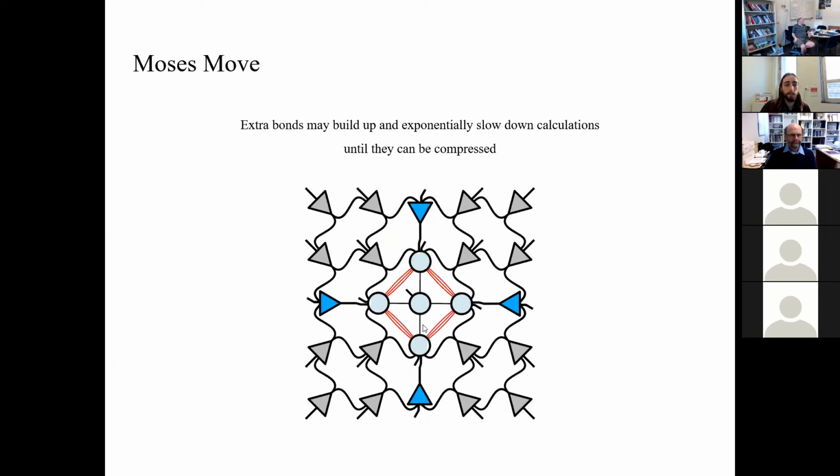And remember that the memory you need to store these tensors grows exponentially in the number of legs they have. So these long-range bonds are bad news unless they can be compressed. And in general, you can imagine that might not happen until they get right to the orthogonality center. So these extra bonds might build up and exponentially slow down calculations. And it seems to happen in some cases when you just start in a random tensor network.